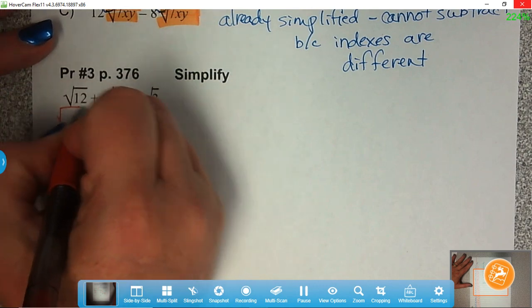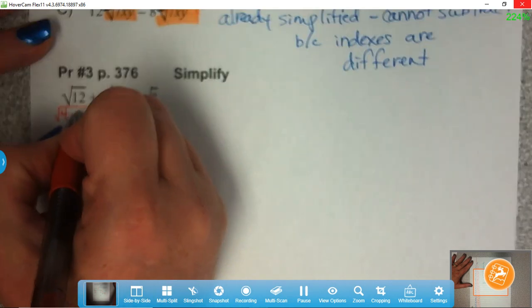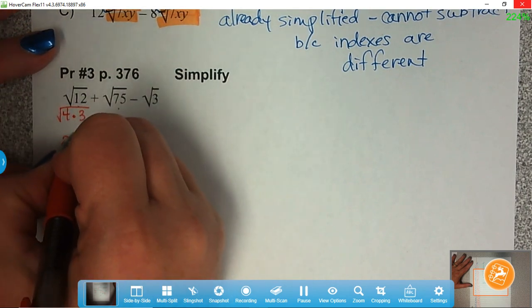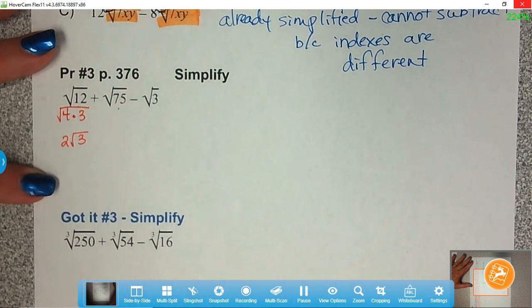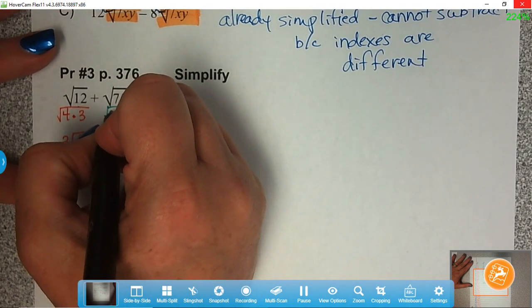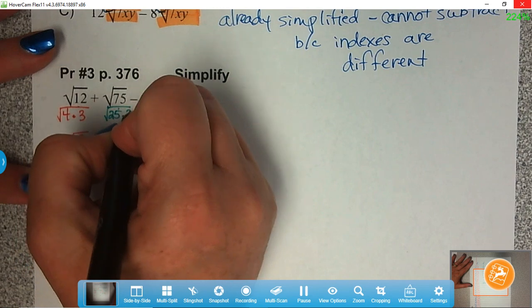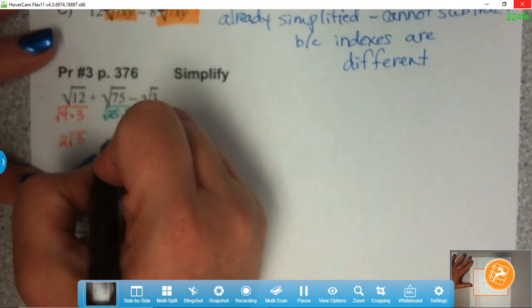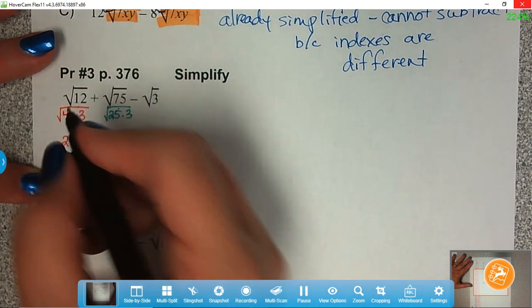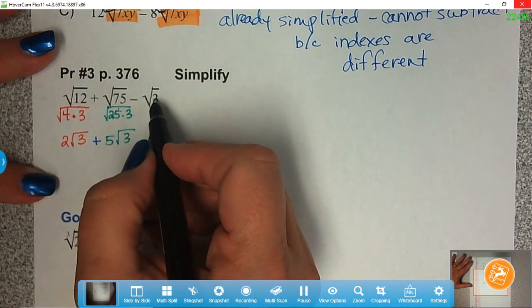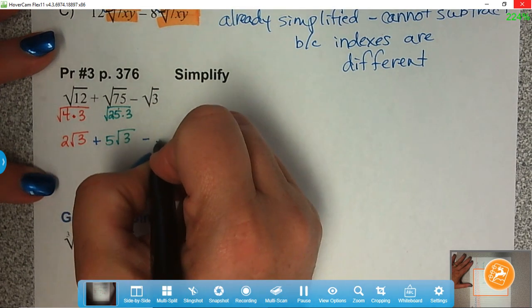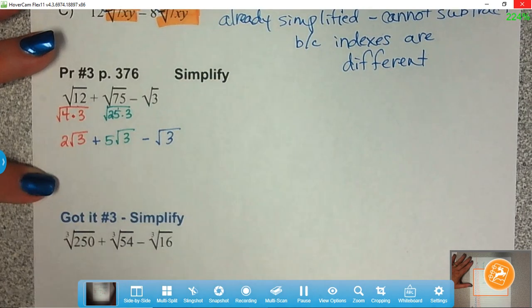So I know that 12 can be broken down into 4 times 3. So that will give me 2 square root of 3. 75 can be rewritten as 25 times 3. So that will give me 5 square root of 3. And I've got to add those together. This last one will not simplify. So it's just minus the square root of 3.